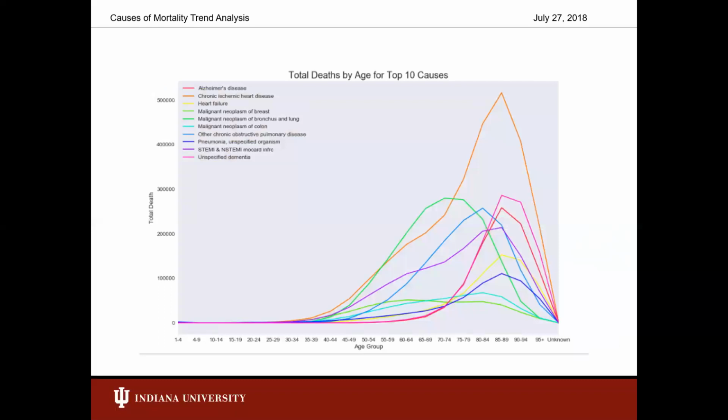So for the total deaths by age for the top 10 causes, in this chart we're able to see that the majority of these mortalities strike during the age group of 85 to 89. Notice this peak right here, where all the colors seem to spike. 85 to 89 also contains the peak mortalities due to dementia, Alzheimer's, STEMI, NSTEMI, myocardial infarction, which is another heart-related ailment, general heart failure, and pneumonia. That is 6 out of 10 of these top 10 mortality causes.